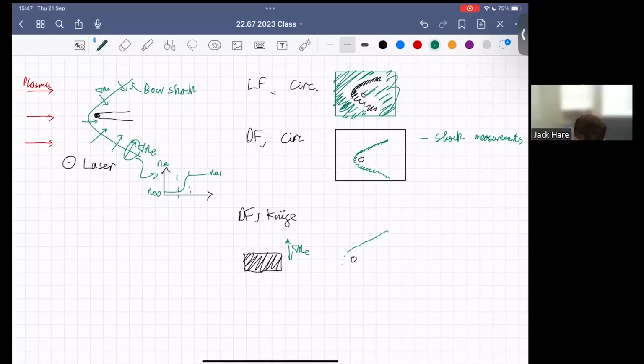You wouldn't see this section because the density gradients wouldn't be in the correct direction, so you wouldn't be able to observe those. But the knife edge might be a better choice for some shock geometries if you're only interested in gradients in one direction.